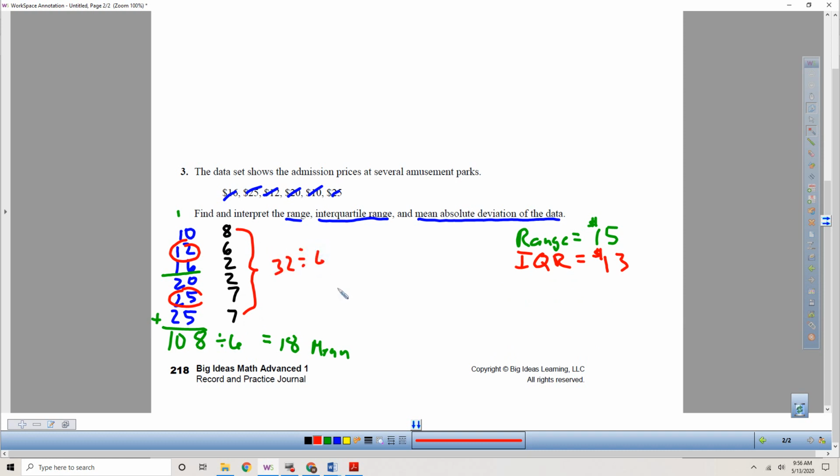Divide that by 6. 32 divided by 6. Oh, great. We end up with 5.3 repeating. Well, I guess it doesn't matter. I used a calculator, by the way. 5.3 repeating. That is our mean absolute deviation, also known as the MAD. That means each of these numbers, on average, is 5.3 away from the mean, which makes sense because if you look at 10 to 18, it's 8 away. So the average is 5.3, where some of these are only 2 away.